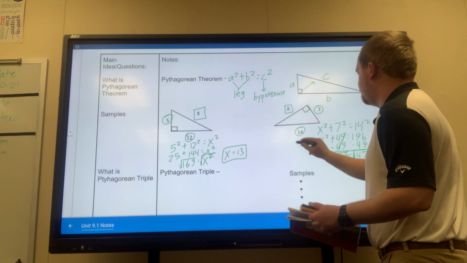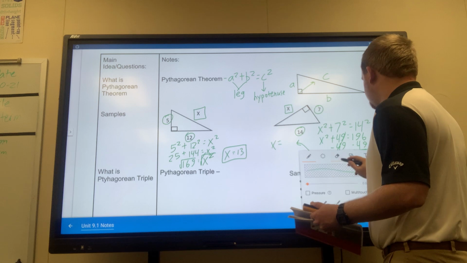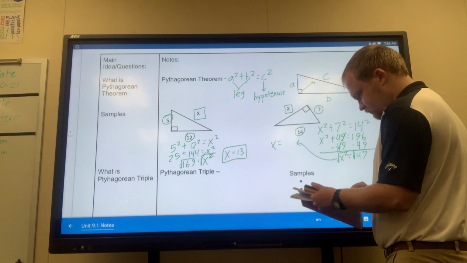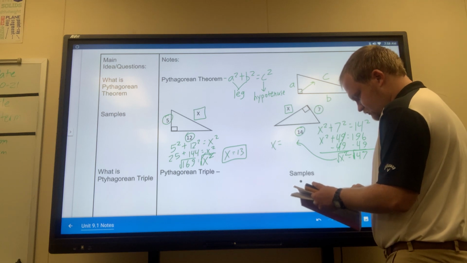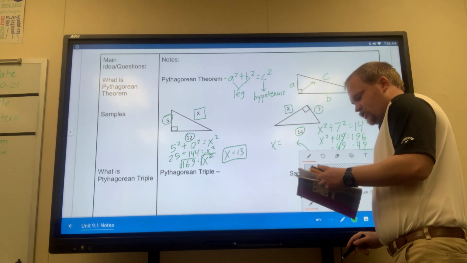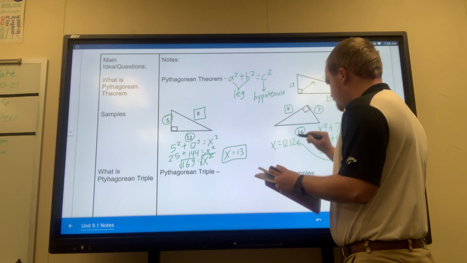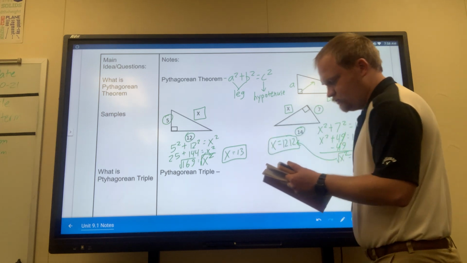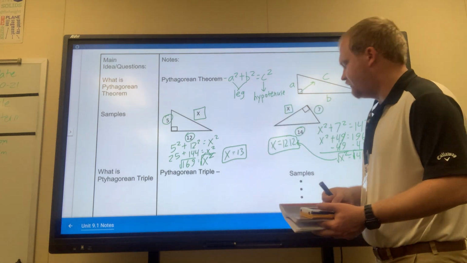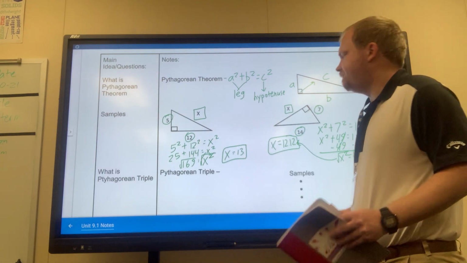So x is equal to 12.1243, but I'm going to do 2 decimal places just to keep this nice and simple. And that's basically rounding down, because with a 4 you don't round up. But that's how I go about solving with the Pythagorean theorem.